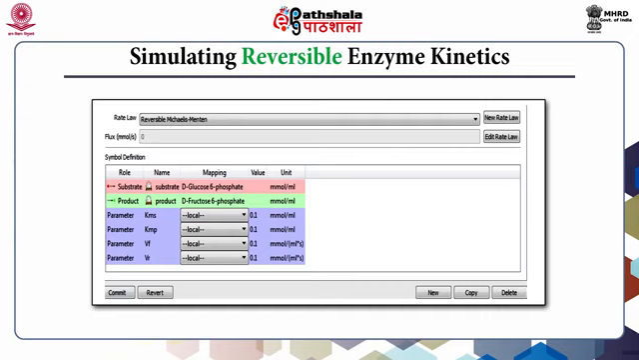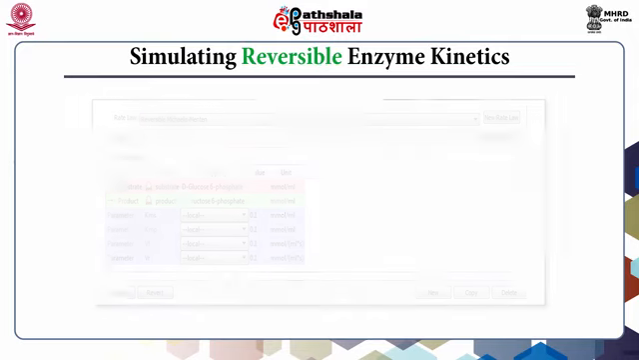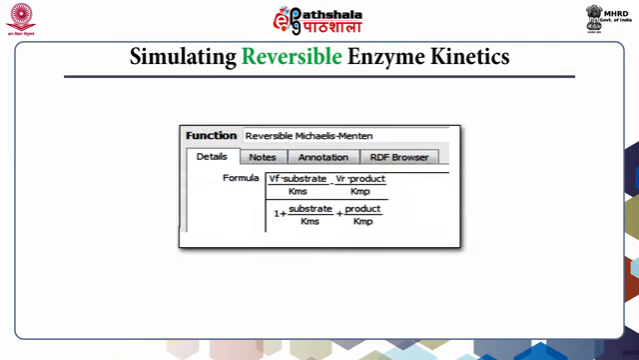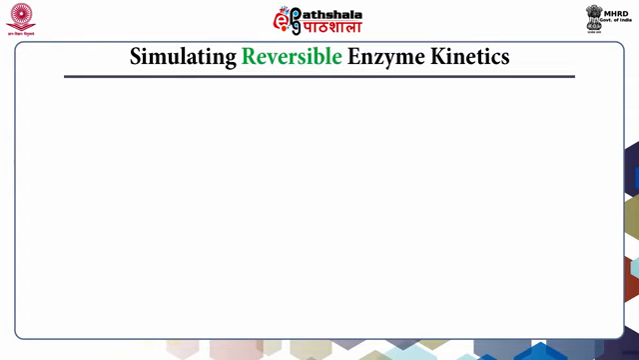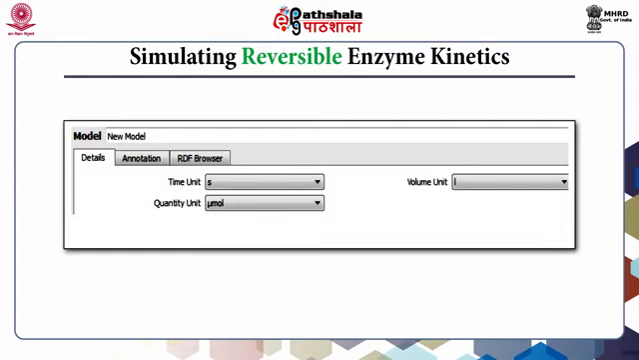The mathematical formula for the reversible Michaelis-Menten can be seen now by clicking the edit rate law button. This will display the reversible Michaelis-Menten mathematical formula. The reversible Michaelis-Menten rate law is selected because the parameter values required for reversible Michaelis-Menten modeling are published in Table 1 of the reference literature which we have already downloaded. Now set the model parameters with unit for time in seconds, unit for quantity in micromole, and volume units in liter.